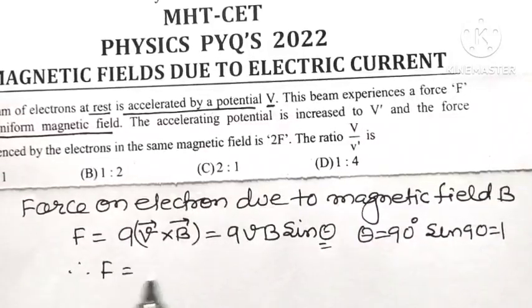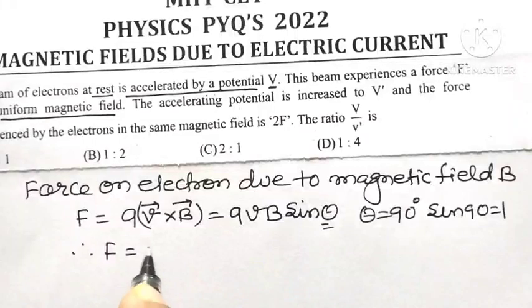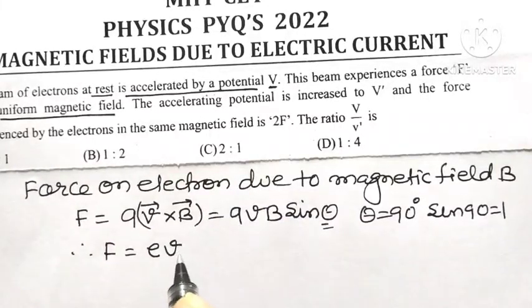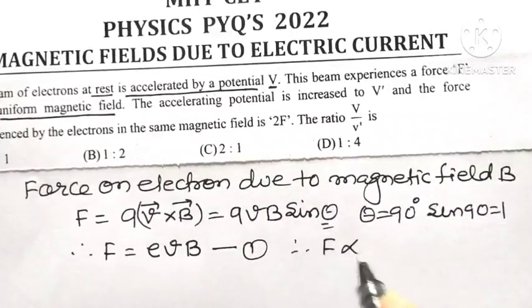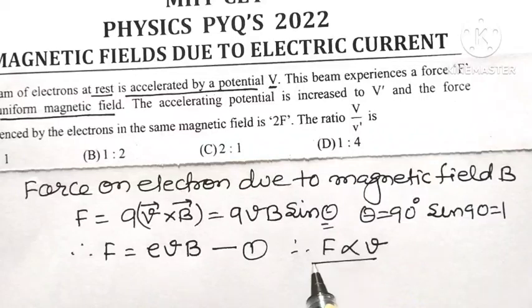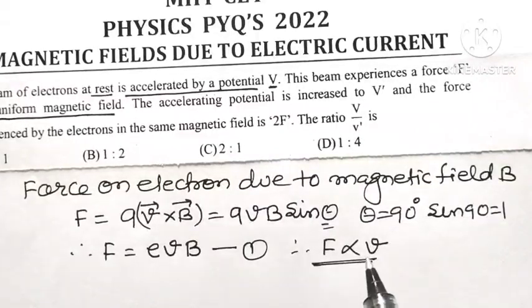Therefore, the force acting on the electron is, where charge on the electron is E, velocity with which the electron is moving is V, and the magnetic field is B. It means that the force is directly proportional to the velocity with which the electron is moving.